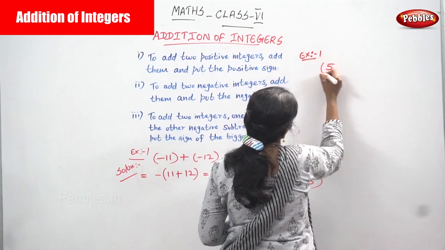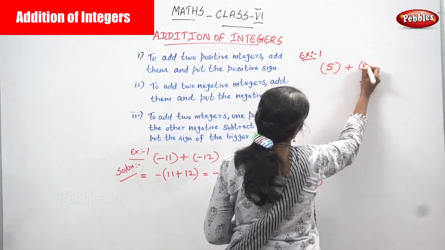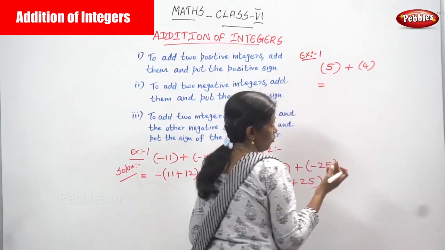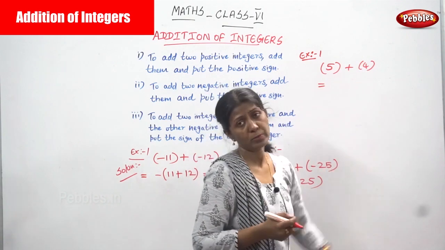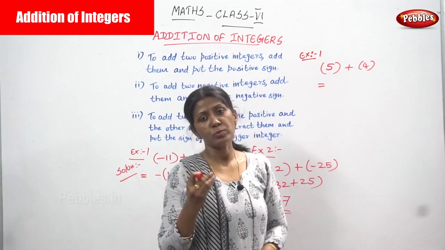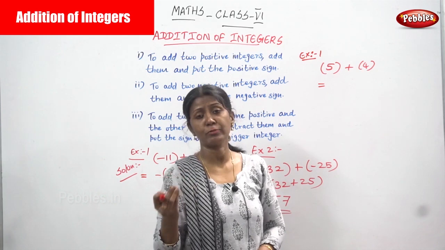So (5) plus 4. These two are positive integers. If you add, you get 5 plus 4. 5 is a positive integer and 4 is a positive integer. You add them together and you get a positive integer. You must use only the positive sign in front of the number.